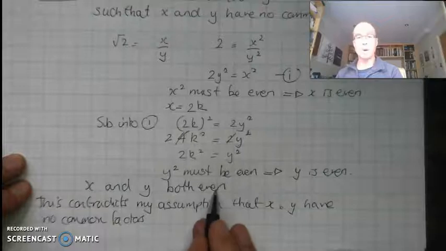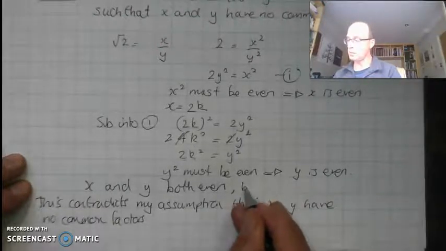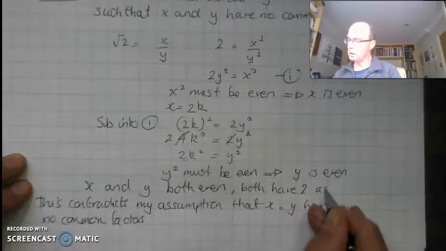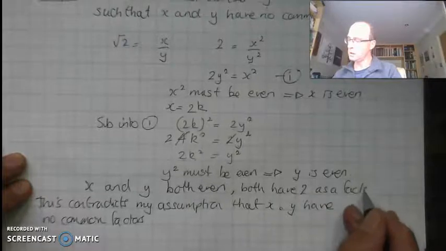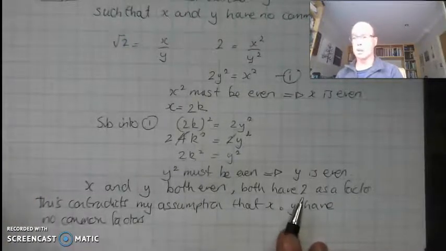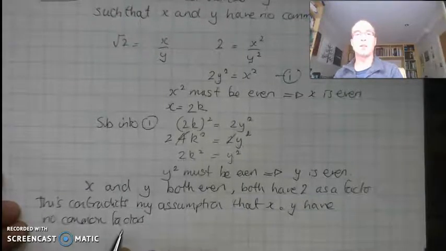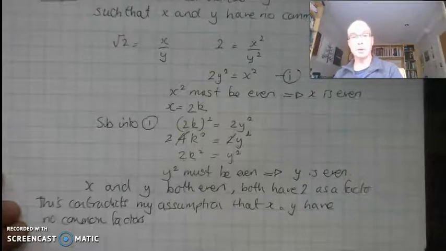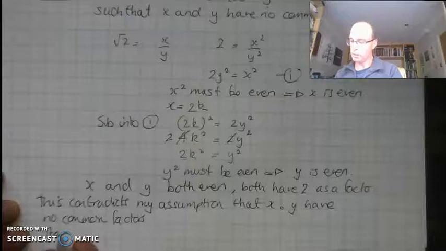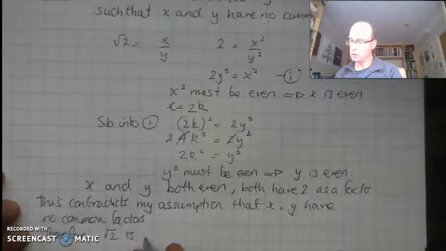So x and y both even. They both have 2 as a factor. So we've just shown over here they've got a common factor of 2. It contradicts my assumption that there is no common factor for x and y. Therefore, I proved my assumption. Therefore, my final line, root 2 is irrational.